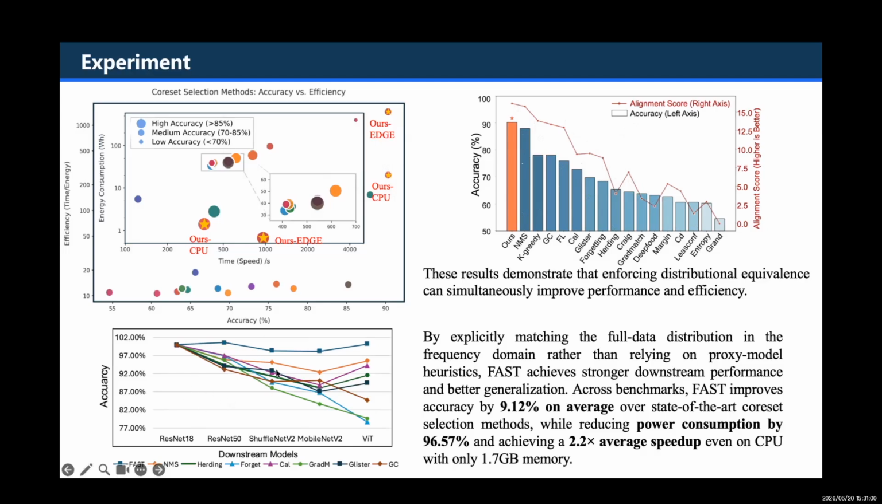And this figure shows the generalization ability of our method. You will see this line first outperforms all the other methods. We could see that for some other baselines, the accuracy drops for different architectures.